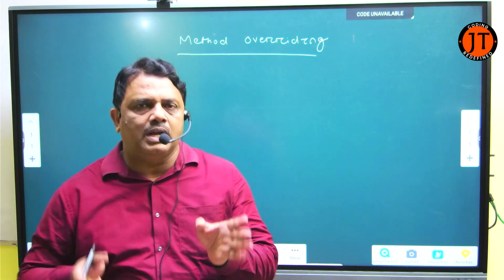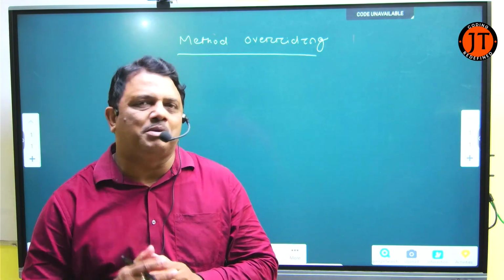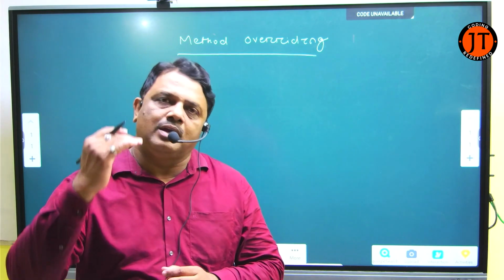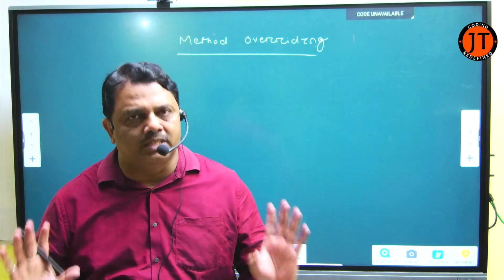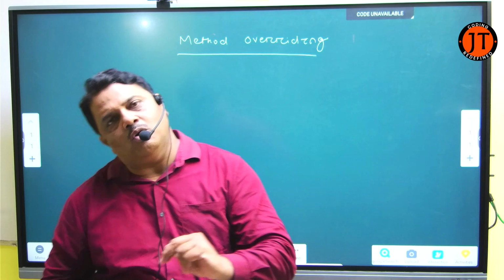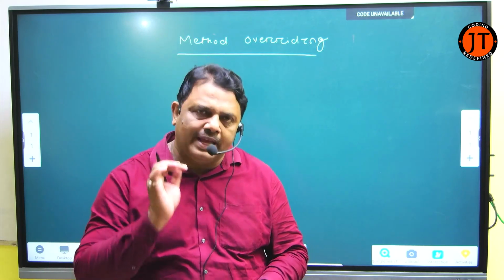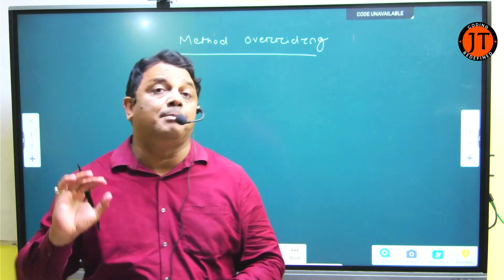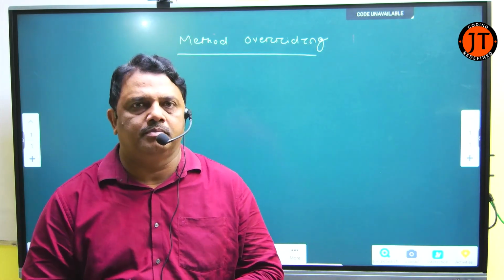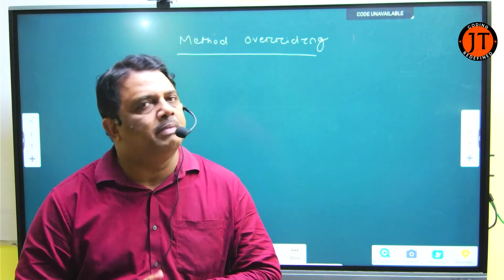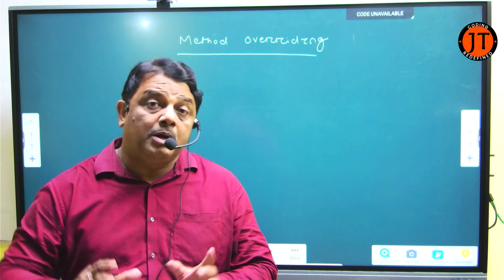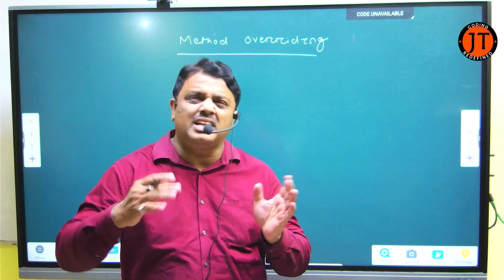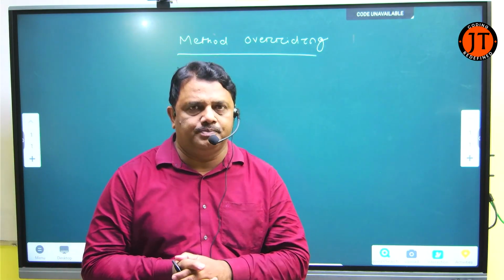So, method overriding without inheritance is never possible. I can override the base class method in the child class. When I override the method, the method name must be the same, the return type must be the same, and the parameters of the method must be the same. This is called method overriding. But why do we use method overriding? That is the next part we have to cover.